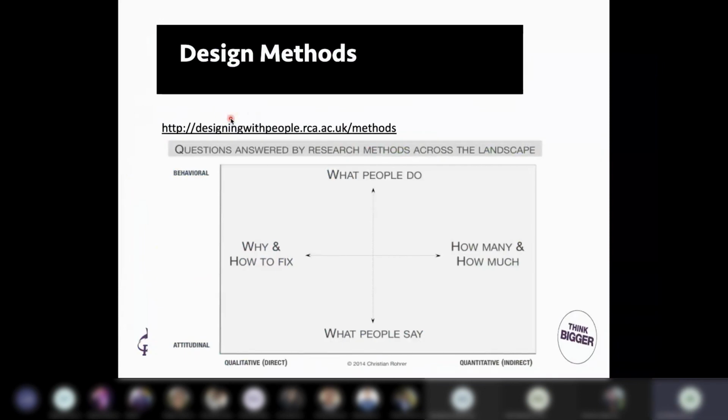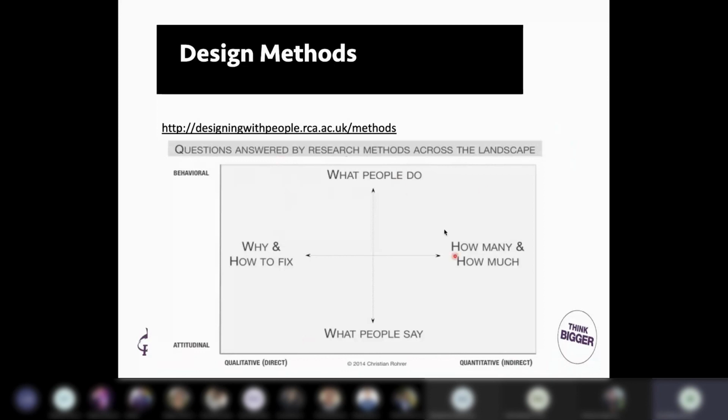Now this slide tells me about design methods, and there's a website here, and there's a graph here. And when you look at the graph, or when you read this specific line, questions answered by research methods across the landscape, quite honestly, I'm a little bit lost. I don't know why the person who created these slides put this one in here.